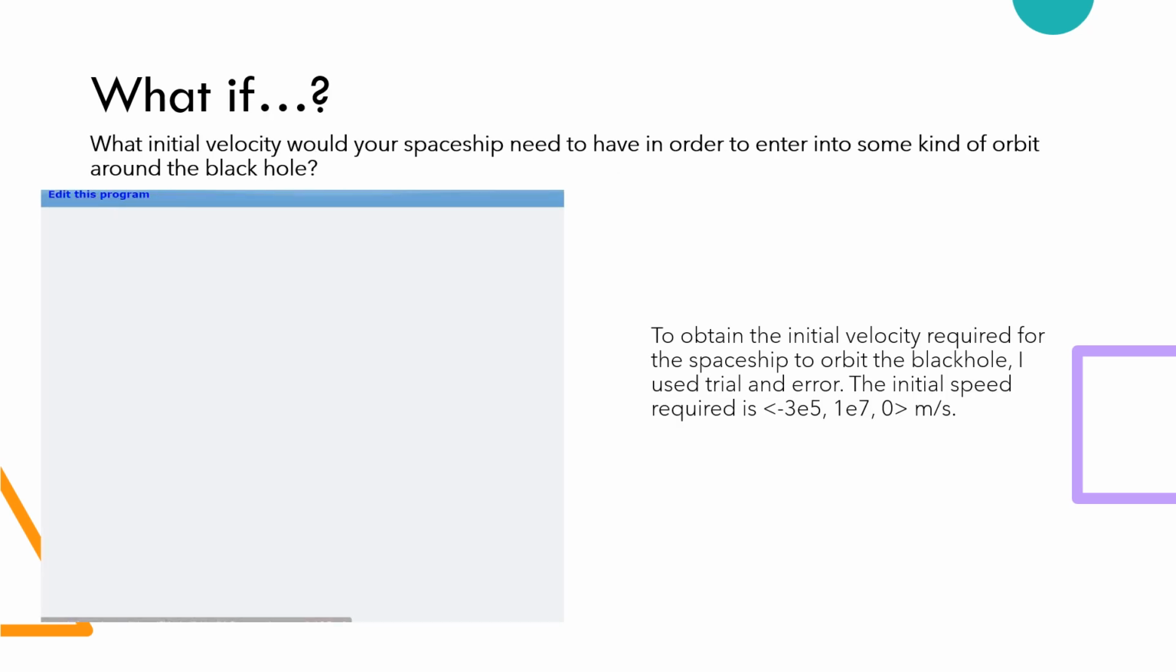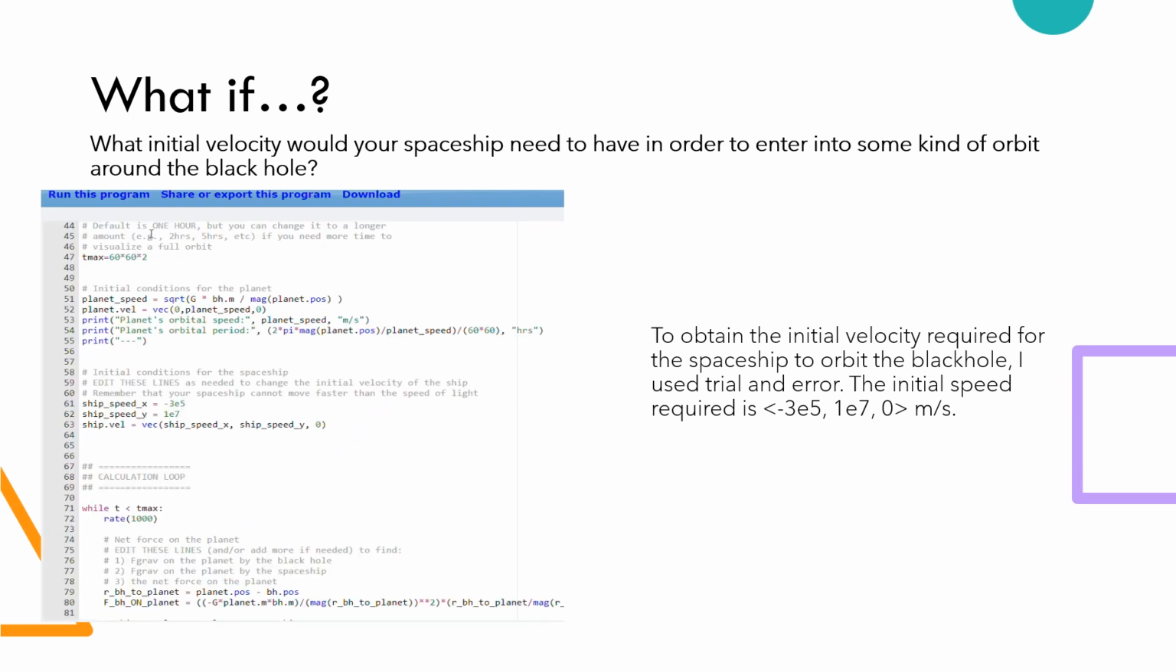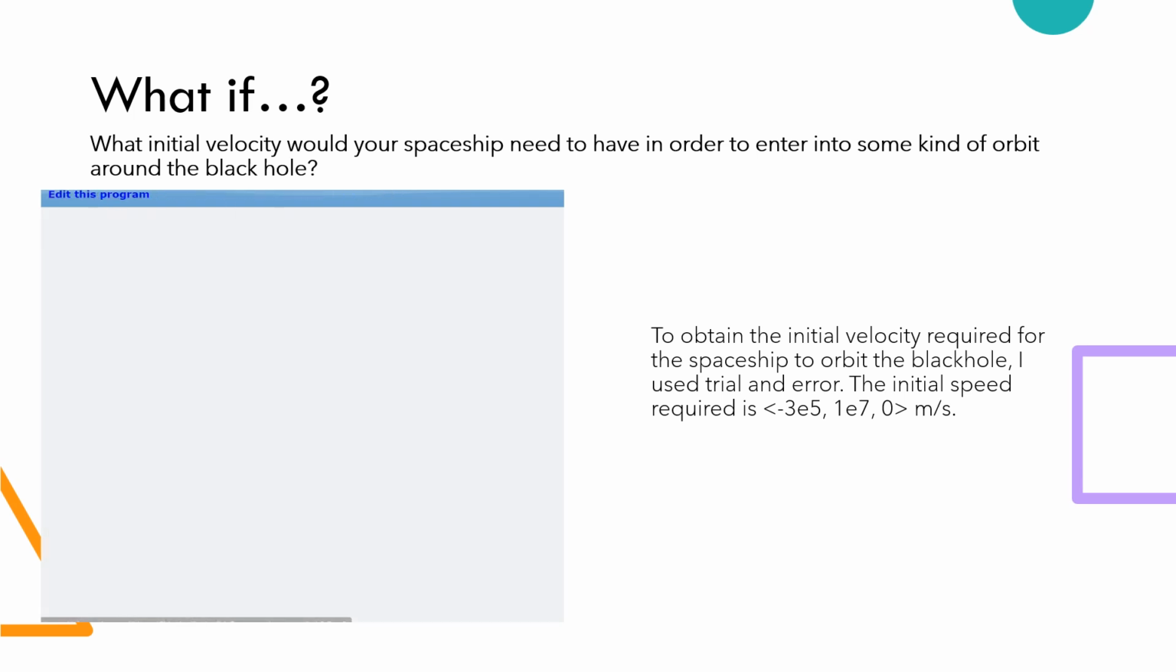What initial velocity would your spaceship need to have in order to enter some kind of orbit around the black hole? To obtain the initial velocity required for the spaceship to orbit the black hole, I use trial and error. The initial speed required is minus 3 times 10 raised to the power 5 in the x component, 1 times 10 raised to the power 7 in the y component, in meters per second, and the result is as shown.